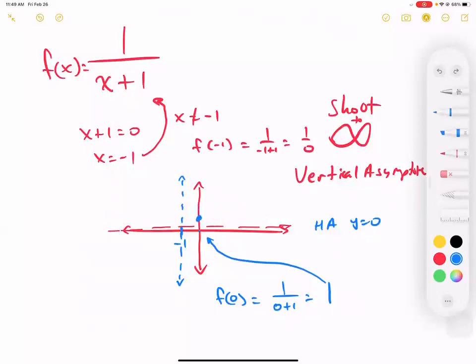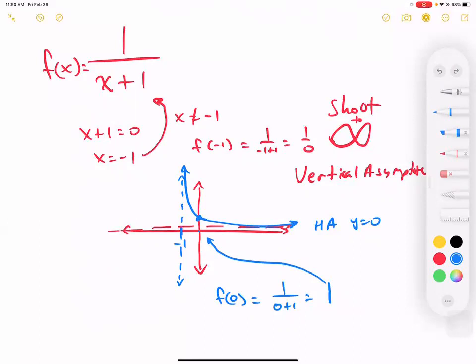On the right side, from this point, we're going to head towards 0. See, we're going to head towards 0. And from the point going up, we're not going to cross it. We're going to shoot off to infinity. Because as we get closer to the asymptote, our denominator gets smaller, and that leads us to a larger y value.